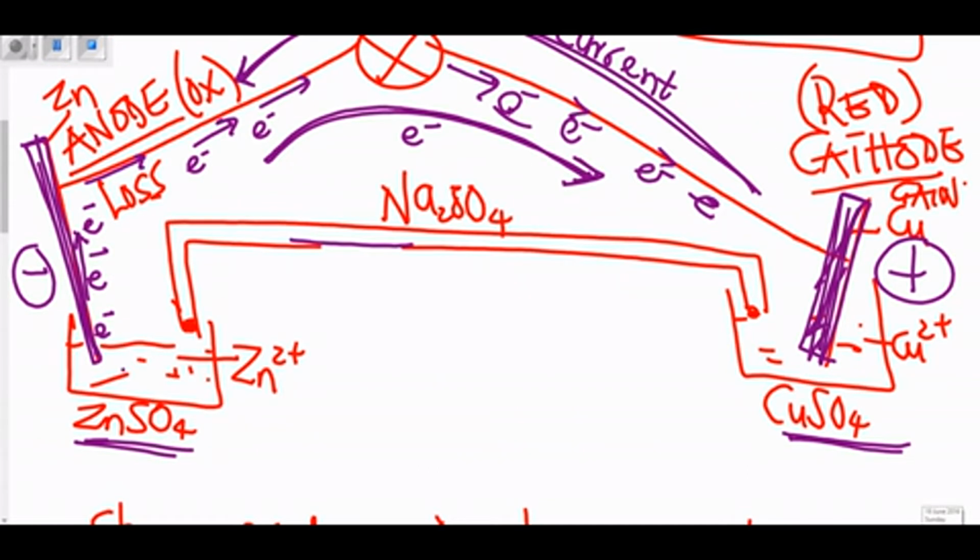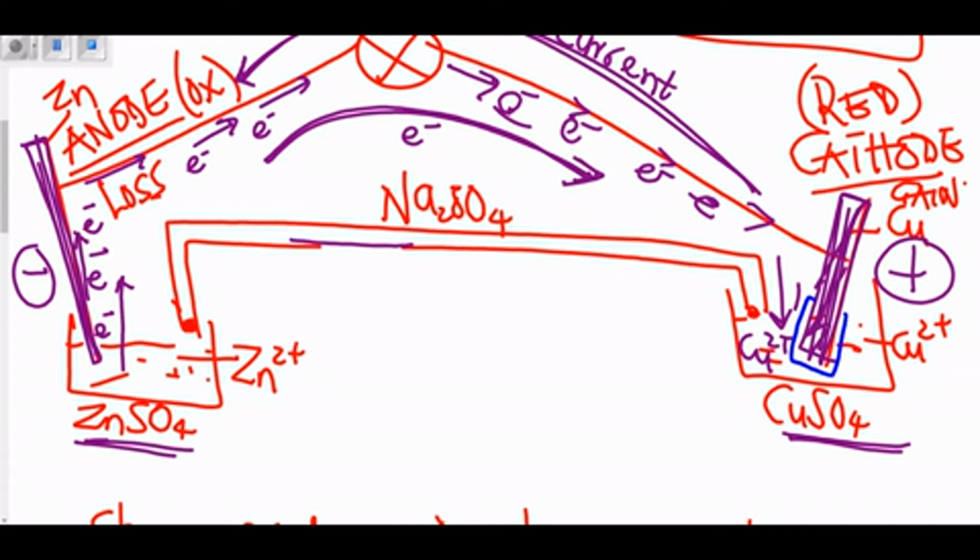Look, electrons are moving from here, and these electrons come through this external circuit, and they get in here. Remember what we have in here, copper 2 plus. They gain these electrons, and they form copper solid.